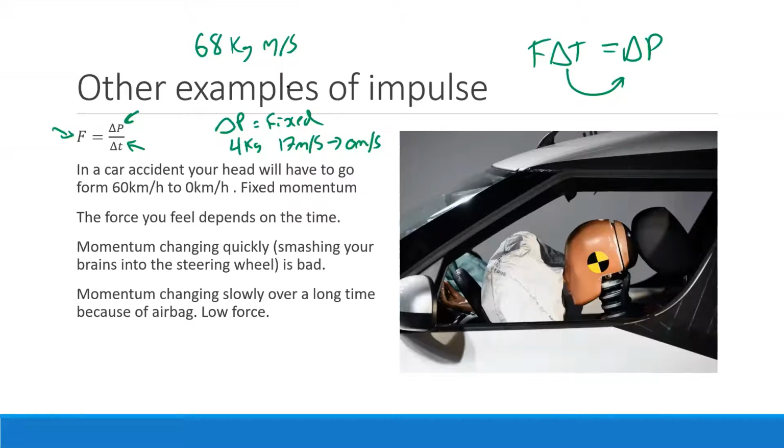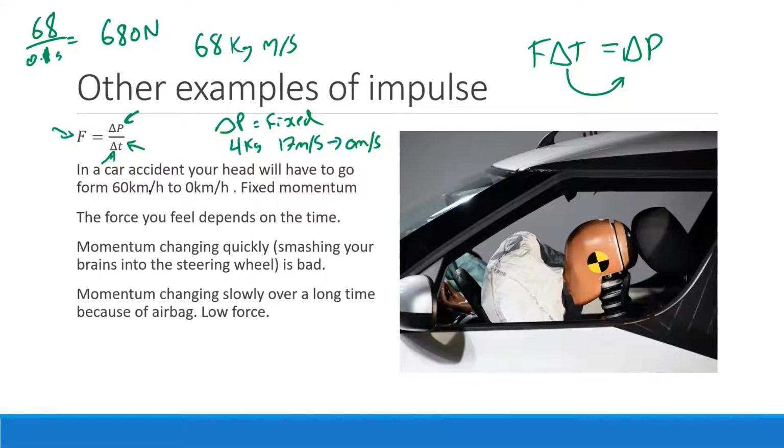Why is it bad to lose that momentum really quickly? Well, if you lose that momentum really quickly, if you go 68 divided by, let's say, 0.1 seconds, that's going to equal 680 newtons. I do not want 680 newtons applied anywhere near my head. I do not want 680 newtons applied to the thing that does the thinking in my body.